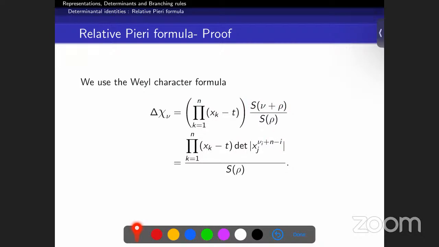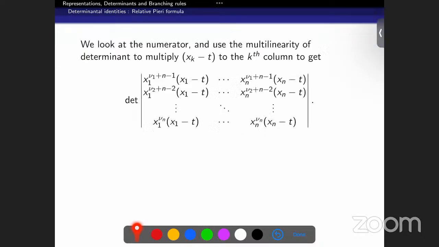Now we make use of one property of determinant, that it is n-linear. Now I've got a product of n different elements over here. So what I'll do is I'll take this xk minus t and multiply it into the kth column. And that would give me something like this determinant, right? This is something that we have been doing since high school. Whenever we've got some n terms before a determinant, multiply it into the determinant.